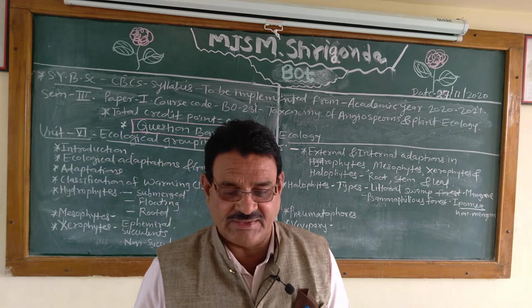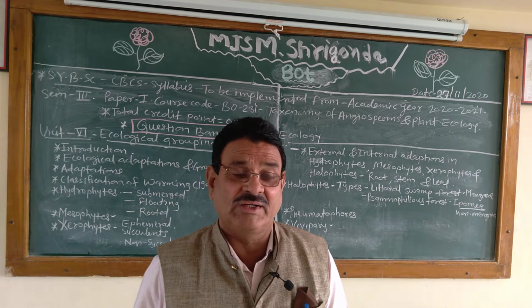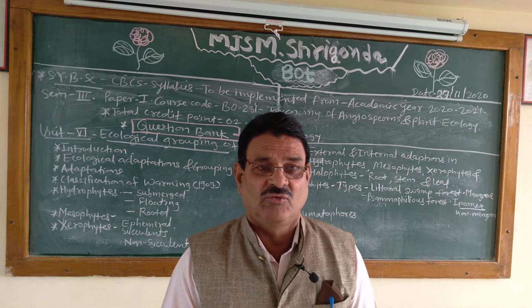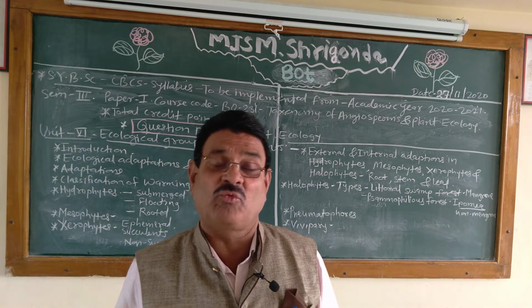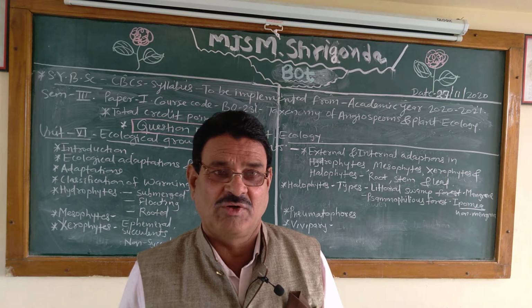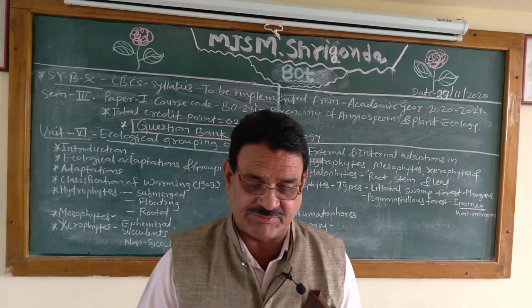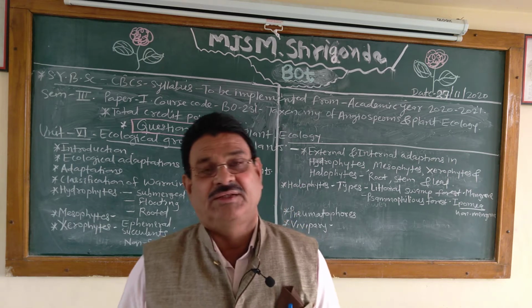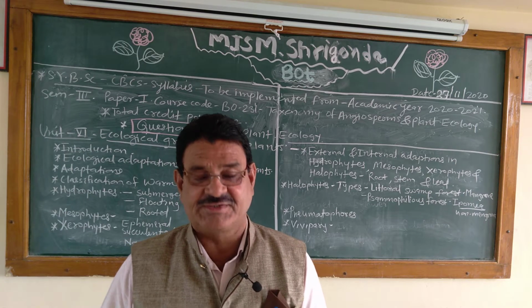The next question asked in the examination is, what is the classification of plant communities? What is the classification of plant communities according to Warming in 1909 on the basis of water requirement? Warming in 1909 classified plant communities into 5 types: hydrophytes, mesophytes, xerophytes, epiphytes and halophytes.